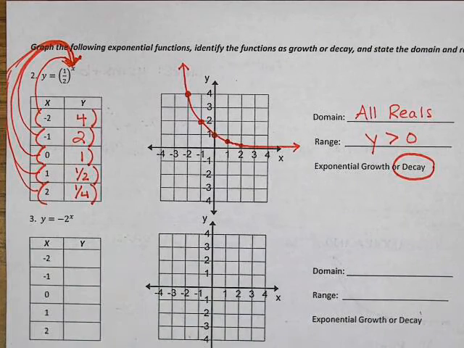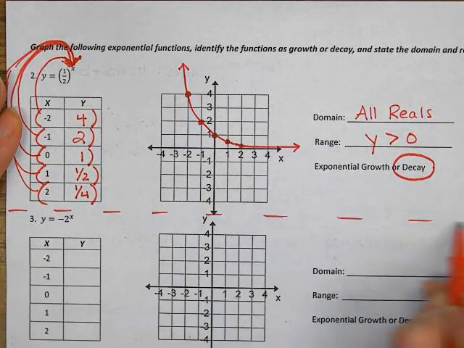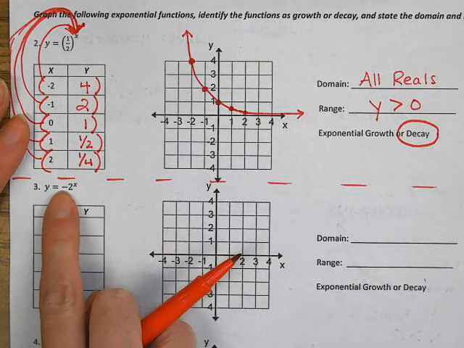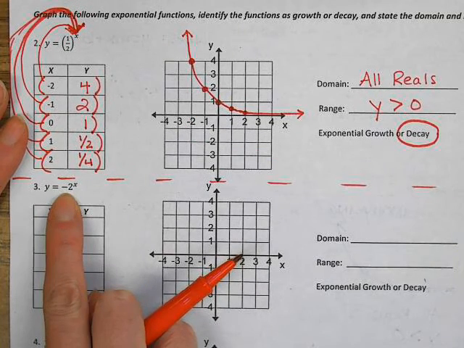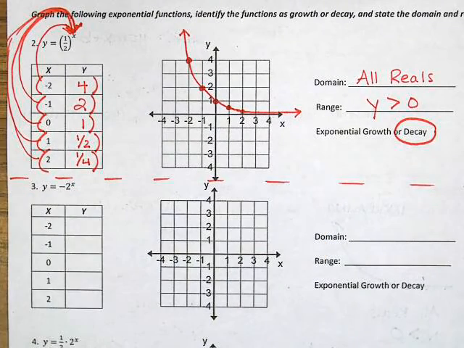Okay, feel free to stop the video right now if you would like. If you guys want, I'm going to do one more. What happens when there's a negative out front? And basically what it does is it flips it. But I'm just going to do one more in case you guys want to see. But feel free to stop here.